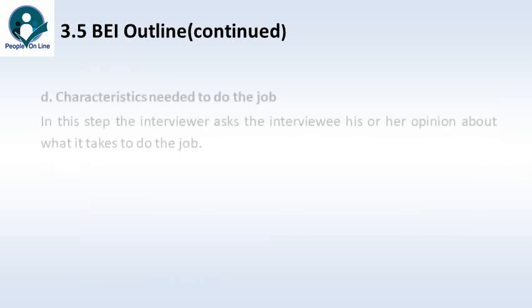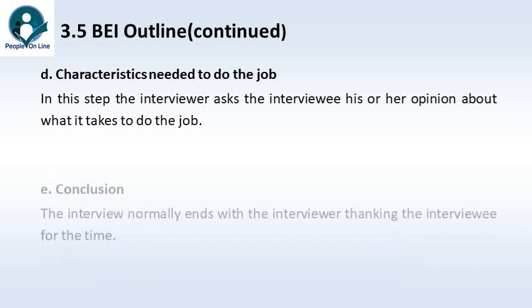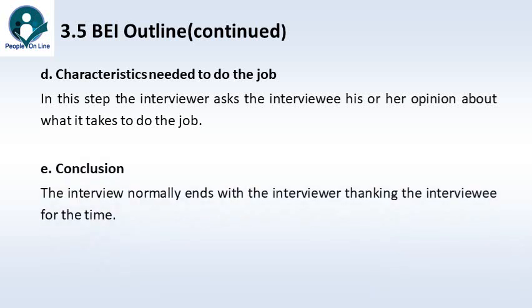BEI outline continued. D. Characteristics needed to do the job. In this step, the interviewer asks the interviewee his or her opinion about what it takes to do the job. E. Conclusion. The interview normally ends with the interviewer thanking the interviewee for the time.